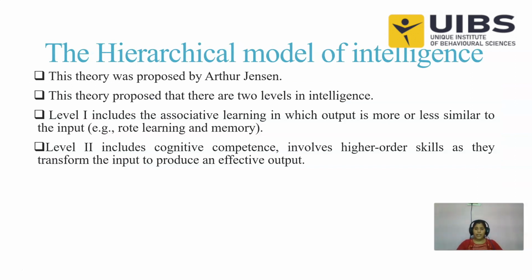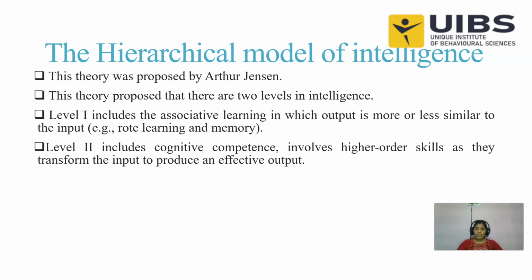The next theory that I will discuss is the hierarchical model of intelligence. This theory was given by Arthur Jensen. According to this theory, there are two levels in intelligence. Level 1 is the associative learning, and level 2 is cognitive competence.